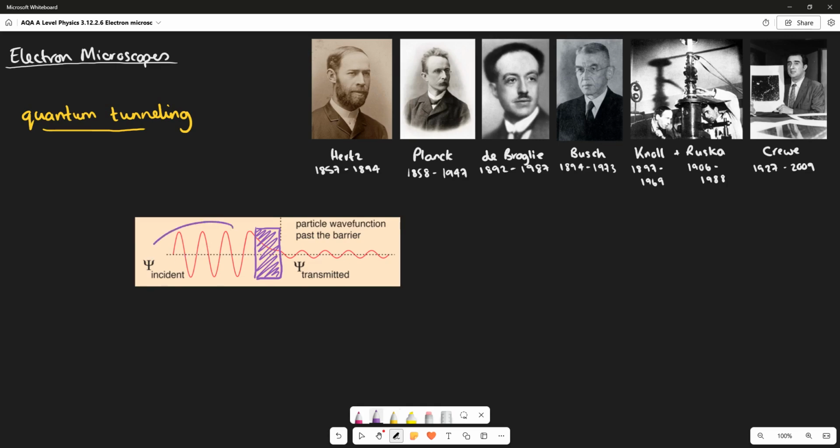So we can see that on the left side of the barrier, the probability of finding the particle is quite high. The amplitude of the wave function is quite high. On the other side of the barrier, the amplitude of the wave function is much smaller, but not zero.